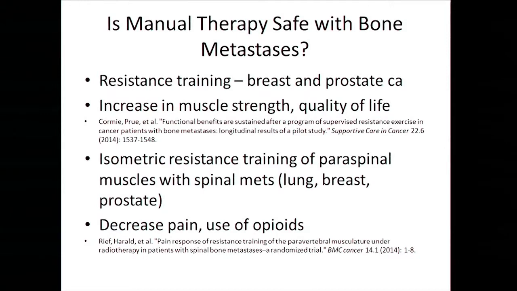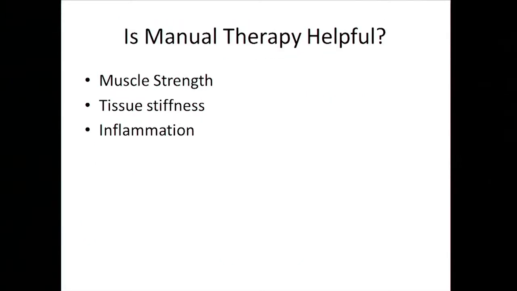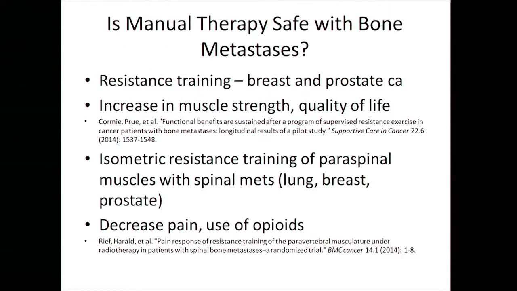The question now is, is manual therapy safe? Breast and prostate frequently go to bone. Patients do have bone metastases. Can we do things in people with bone metastases? So resistance training, in this case in breast, back up. In patients with breast and prostate cancer, there's an increase in muscle strength and in quality of life. Even isometric training of the paraspinal muscles in people who have spinal metastases, strengthening the paraspinal muscles, gives you decreased pain and decreased use of opioids.